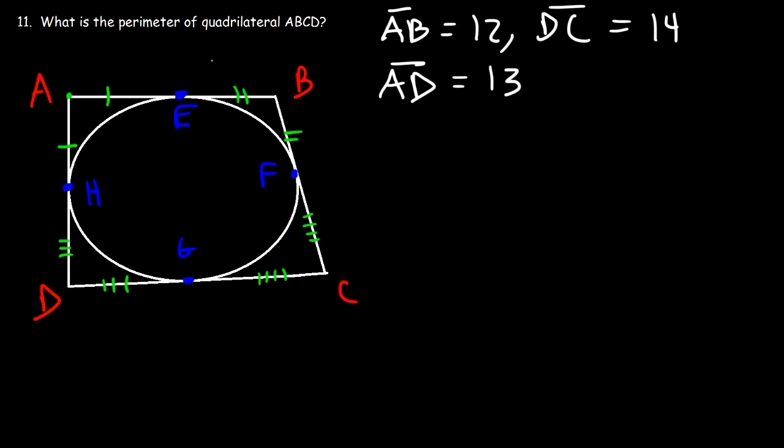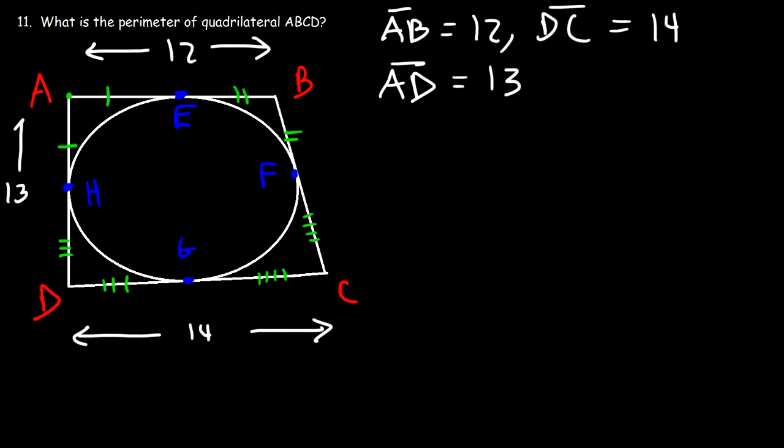Now we know that AB is equal to 12. So this is AB. And DC, that's 14. And AD is 13. Now we need to calculate the length of BC in order to determine the perimeter of quadrilateral ABCD. So how can we do that? Well, let's say that AE is X. That means AH is X because those two sides are the same.